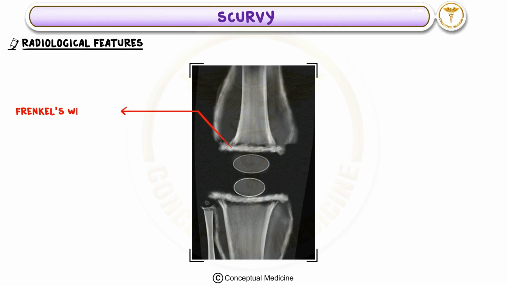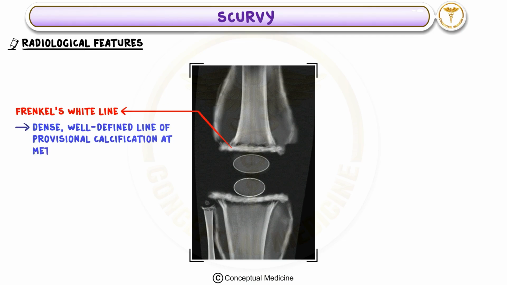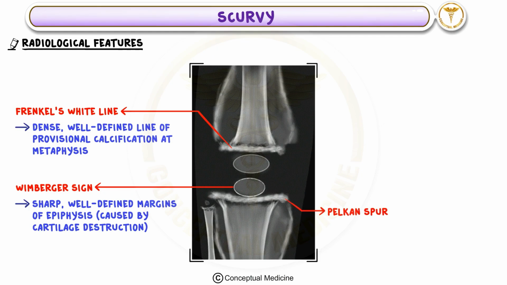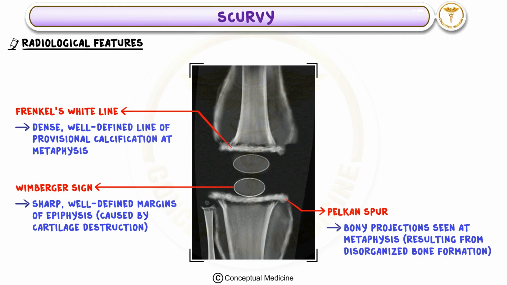1. Frankel's white line. This is a dense, well-defined line of provisional calcification at the metaphysis. 2. Wimberger sign. Sharp, well-defined margins of the epiphysis caused by cartilage destruction. 3. Pelkin spur. These are bony projections seen at the metaphysis resulting from disorganized bone formation.